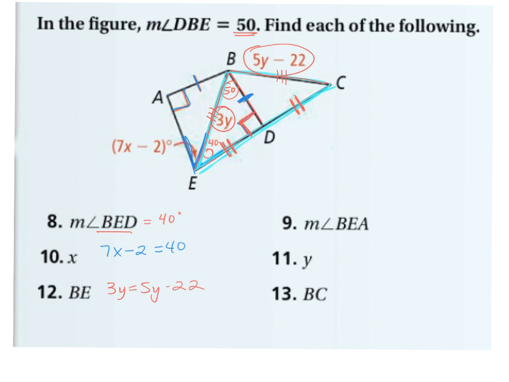Number 9 asks you what BEA would be. Oh, I went in a weird order here. So BEA, we already kind of talked about. This angle would have to be the same as that angle. Again, y would come from this. You would solve for y here, and then you would plug it in for BE. And then BC, same thing. Once you know what y is, you would just plug it in for 5y minus 22.